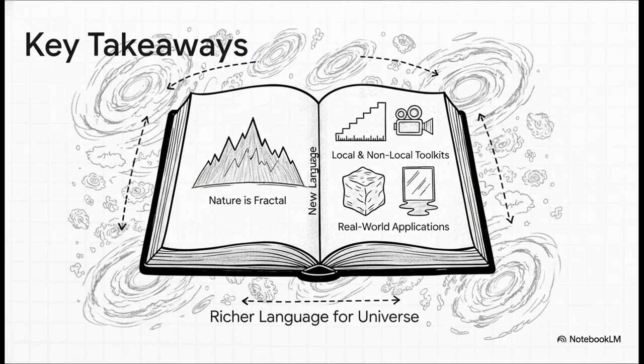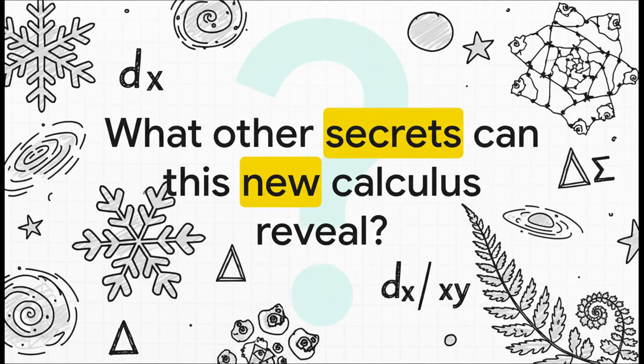Okay, here it is. Number 1, the world is fundamentally jagged, and our old mathematical language was built for a smooth one. Number 2, to fix that, we invented these incredible new toolkits, a local one that's like a custom ruler, and a non-local one that has memory. 3, this is not just abstract math for a whiteboard. It's being used today to solve real problems in physics and material science. And finally, it gives us a much richer, much more accurate language to describe the true, beautiful complexity of our universe. Which, of course, leaves us with one last, really fascinating question.